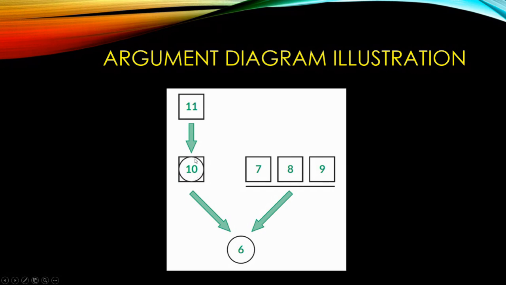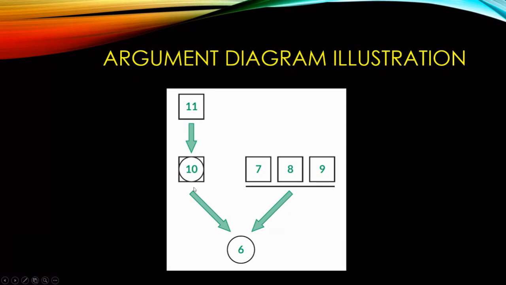So when you see a circle and a square around a statement, that means it is playing a dual role. It's both a sub-conclusion of a sub-argument, and it plays the role of a premise in the main argument itself.